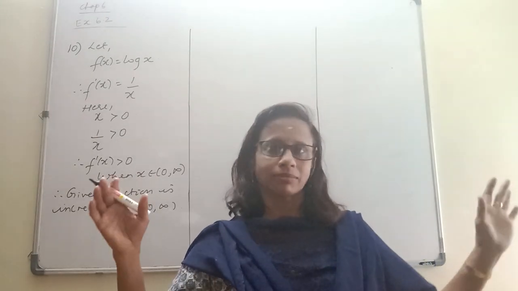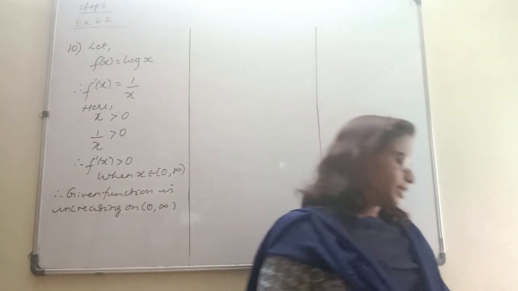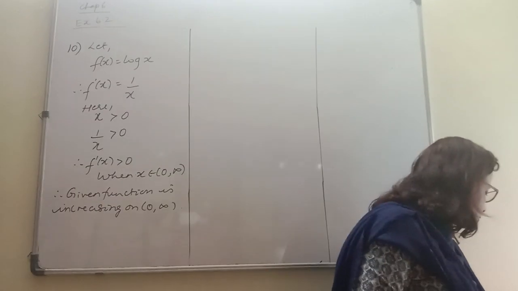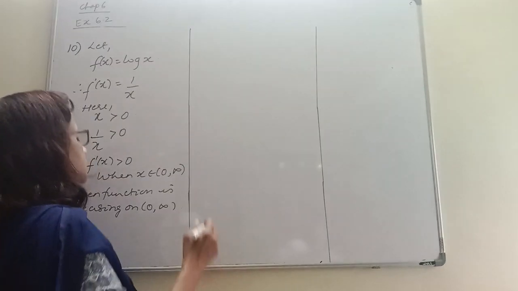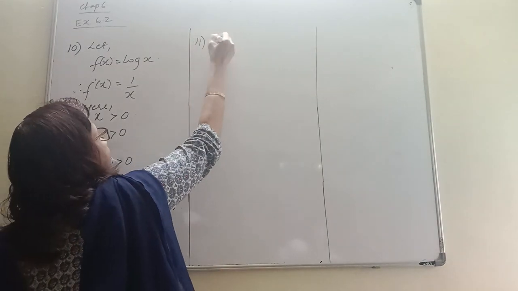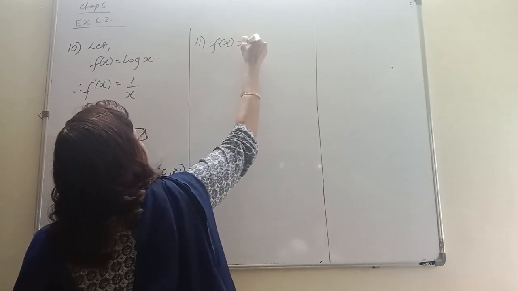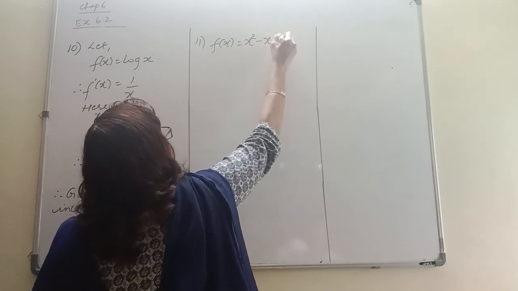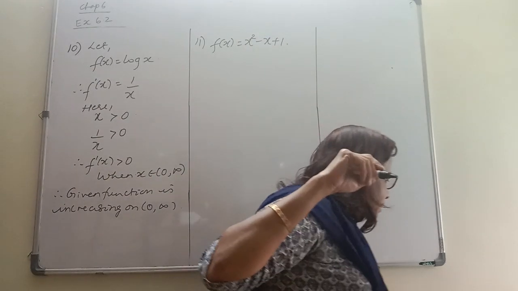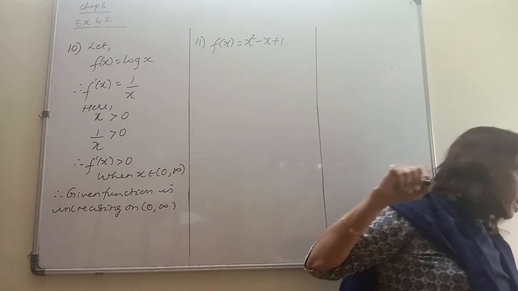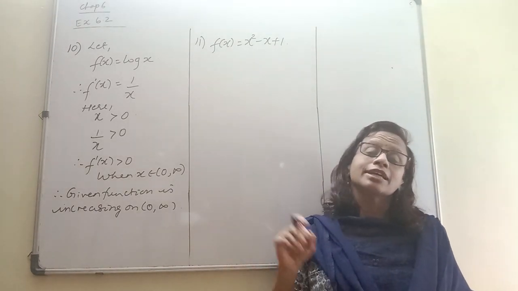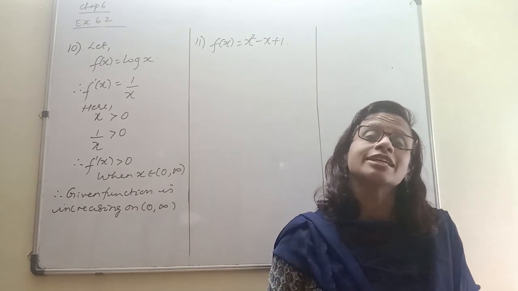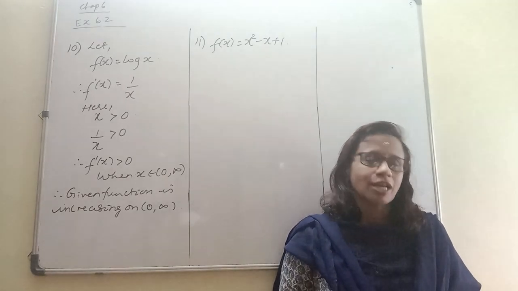Nothing great, right? So we can quickly move to the 11th problem also. What does the 11th problem say? The 11th problem gives us f of x as x squared minus x plus 1. The question is worded slightly differently. They're telling us to show that this function is neither increasing nor decreasing in minus 1 to 1.